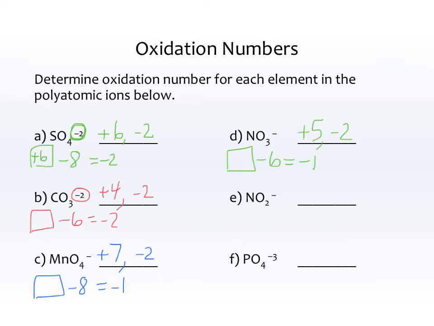In the next one, it looks very similar, nitrite instead of nitrate. It is very similar. -2 for the oxygen, -1 for the whole compound. It's just that this time, since there's only 2 oxygens, they add up to a total of -4. So in this case, the nitrogen has an oxidation number of +3. And then in our last one, PO4 minus 3, the ion is -3. Oxygen is -2, and there's 4 of them. So phosphorus has to be +5. Hopefully you got all those right.